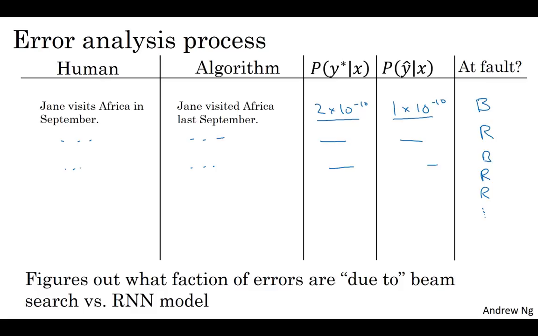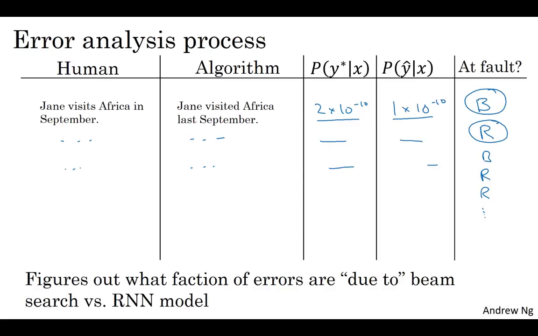And with an error analysis process like this, for every example in your dev set where the algorithm gives a much worse output than the human translation, you can try to ascribe the error to either the search algorithm, or to the objective function, or to the RNN model that generates the objective function that beam search is supposed to be maximizing. And through this, you can try to figure out which of these two components is responsible for more errors. And only if you find that beam search is responsible for a lot of errors, then maybe it's worth working hard to increase the beam width.